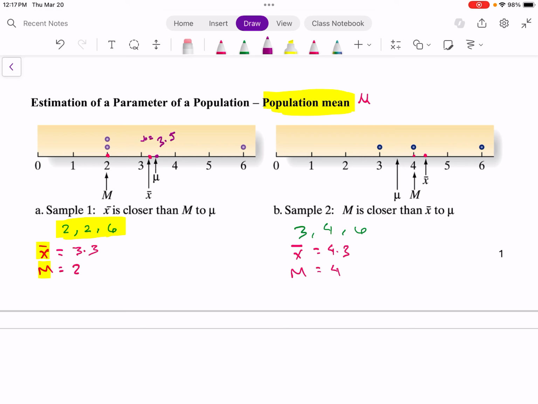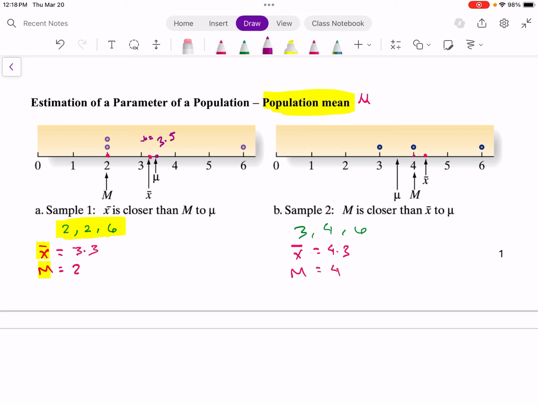Now from sample 1, the mean is 3.3, and the median is 2. Out of x bar and median, which one is a good estimator of mu? X bar. Why is x bar a good estimator of mu? Our mu is 3.5, that's what we know. It is close to mu, right? Our x bar is 3.3, and 3.3 is close to 3.5. So in sample 1, x bar is a good estimator.